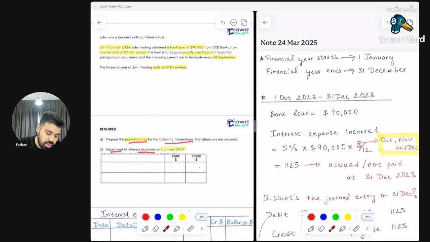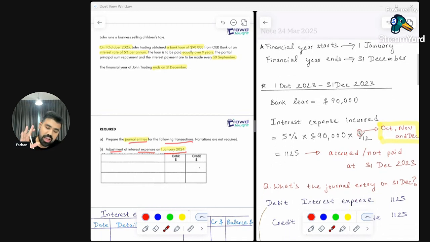Adjustment of interest expenses on 1 January 2024. All right, so be careful of the time that we have been given in this question. So 1 January 2024. For that to happen, we first need to look into what's going on since the loan was taken. The loan was taken on the 1st of October 2023, and the financial year that would have ended after the loan was taken would be on 31 December 2023. So we are now looking into the 3 months of October, November, and December.